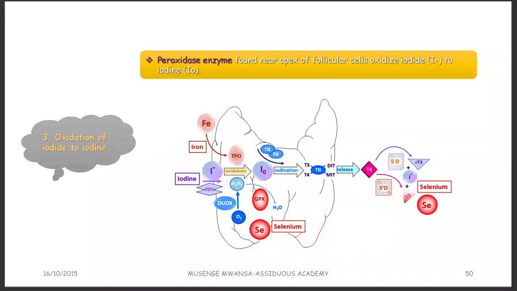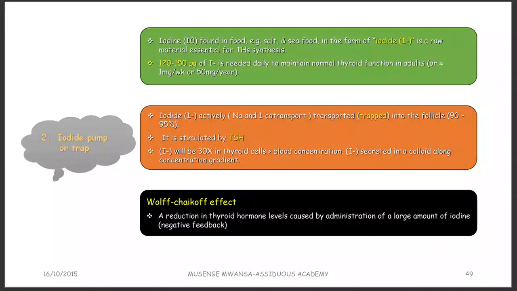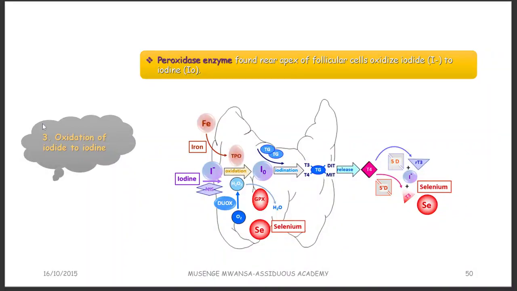When you have the iodine and you have got the thyroglobulin, then you are going to have oxidation of iodide. Remember, the first one was trapping of the iodide, just getting it into the cell. So now we're going to have to oxidize it. So it was iodide, you want to convert it to iodine, and what you use is the peroxidase enzyme.